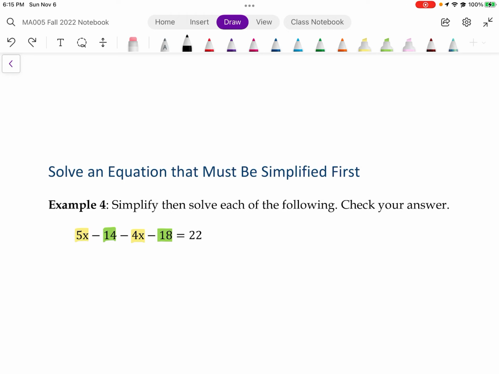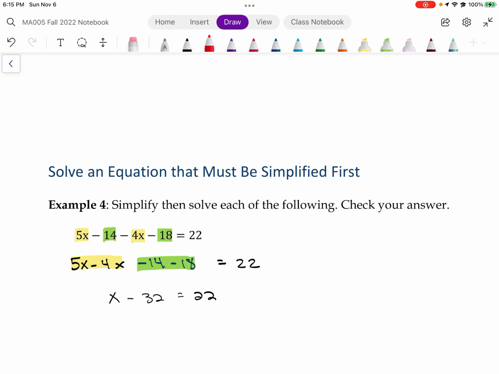So I get the 5x and the 4x in the yellow. So 5x, and I'm going to just write them side by side. You don't have to do that if you don't want to, but I'm going to do that. And then I've got minus 14 minus 18, right? And then I've just got the equals 22 over there. So this was my yellow portion. This was my green portion, and I'm just going to combine those two. So 5x minus 4x is just x, minus 14 minus 18, so that's two negatives combining together to make negative 32, equals 22.